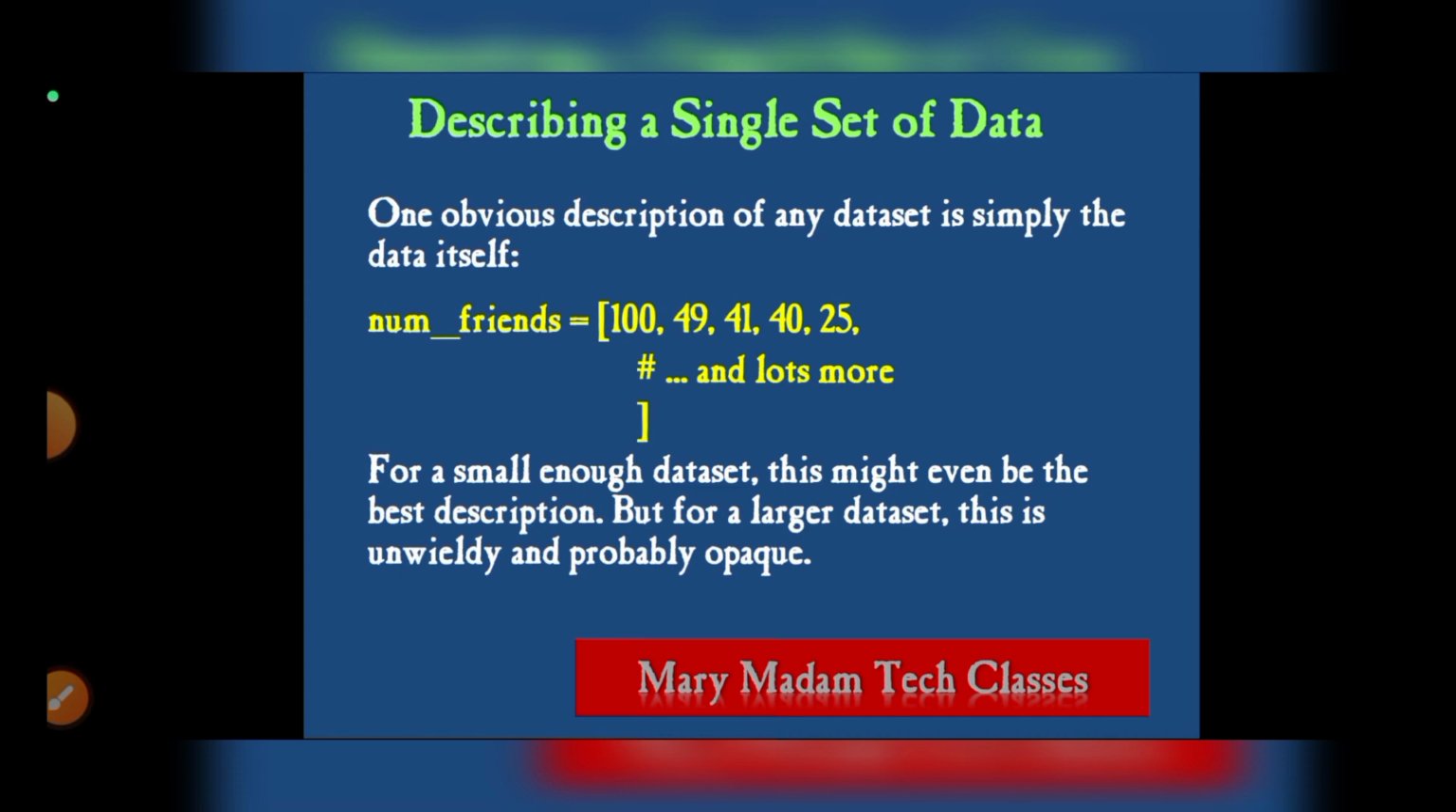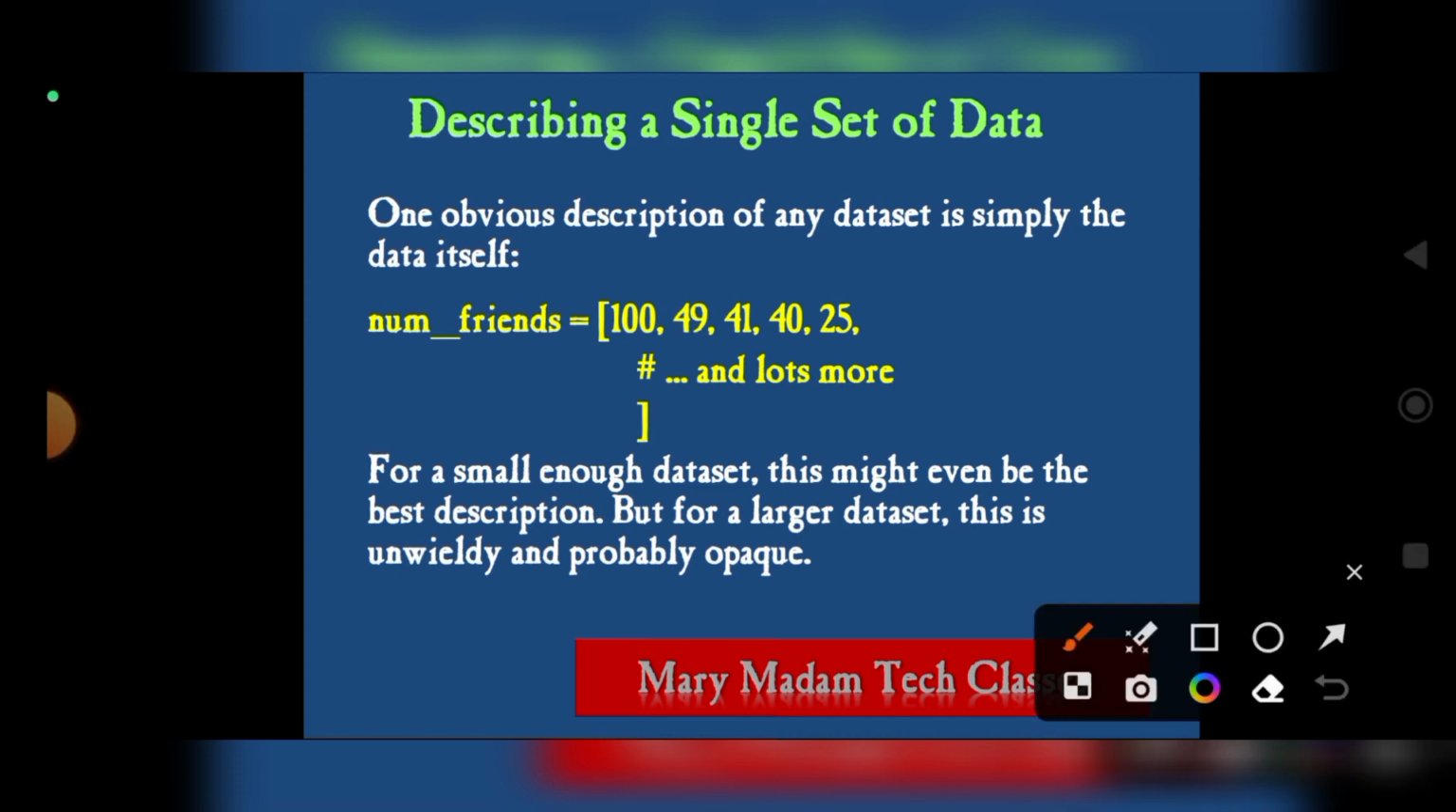Number of friends is equal to 100, 49, 41, 40, 25 and lots more. For a small enough data set, this might even be the best description. But for a larger data set, this is unwieldy and probably opaque. If you see in this data set, number of friends is equal to, we are taking only 5 values.